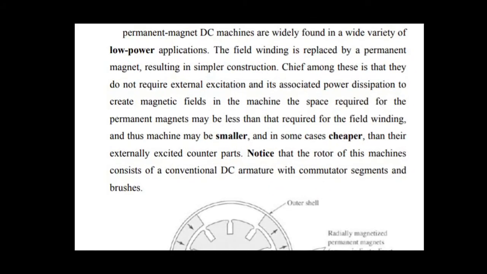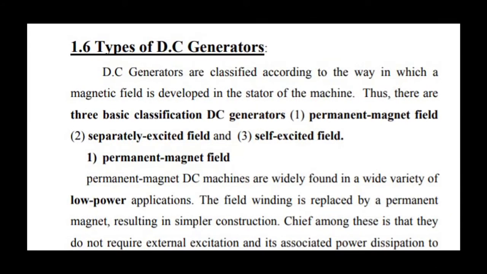Types of DC generator. DC generators are classified according to the way in which the magnetic field is developed, that is, based upon the excitation, the way we give the excitation. If the excitation is separate from the armature winding, it is called separately excited. If the excitation supply and armature supply are the same, it is a self-excited generator.